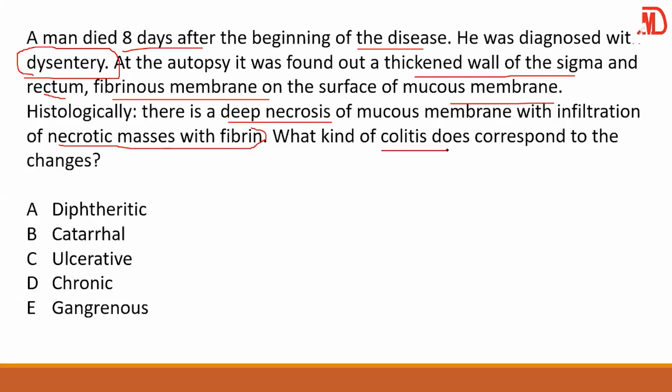What kind of colitis? Remember when I mentioned dysentery, right? When I started talking about irritable bowel syndrome and then irritable bowel disease, I told you that in irritable bowel disease, we have a problem with the mucosal lining, and one of it is ulcerative colitis, and we have Crohn's disease. So over here, we are talking about irritable bowel disease. To be specific, we're talking about colitis. Now, the question is what kind of colitis do these changes correspond to?